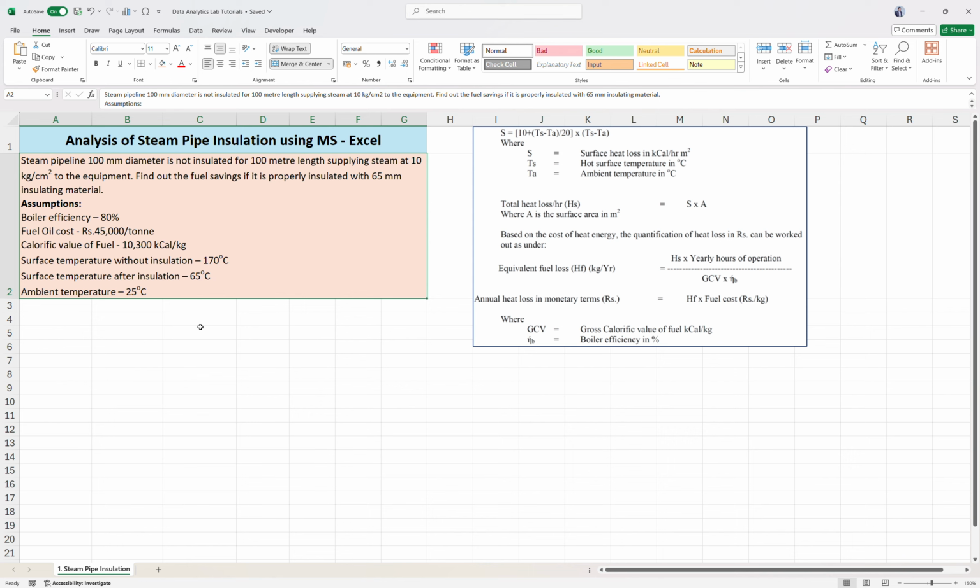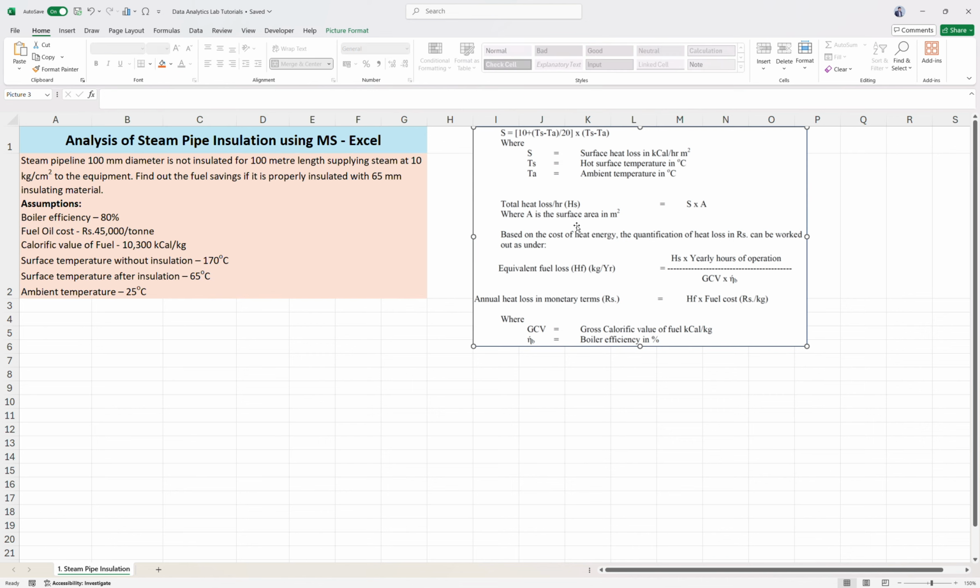We have to find out the savings possible when this steam pipe will be insulated with the help of an insulation having thickness of 65 mm. The boiler efficiency in this plant is 80%. The cost of furnace oil is 45,000 rupees per ton. Calorific value of the fuel is 10,300 kilocalorie per kg. Temperature of the surface without insulation is 170 degrees Celsius and after insulation it will be 65 degrees Celsius. Ambient temperature is 25 degrees Celsius.